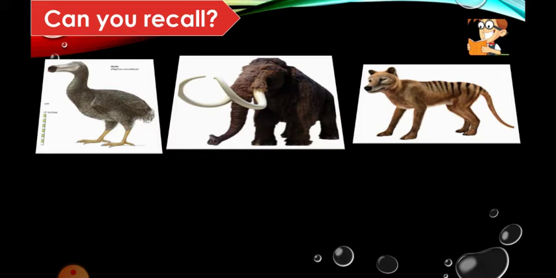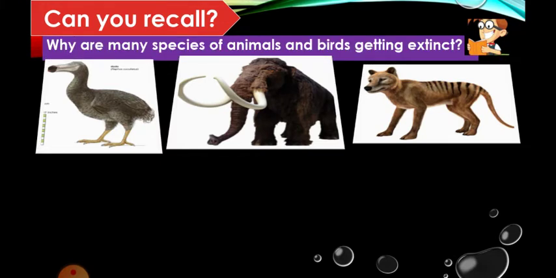Now, why are many species of animals and birds getting extinct now? If you see, this is a dodo bird, this elephant is called a mammoth, and this is a Tasmanian tiger. All of them are not there, my dear students. That means they have become extinct completely. Now what are the reasons extinction is still going on? Some species of animals and plants are so endangered that they finally become extinct one day.